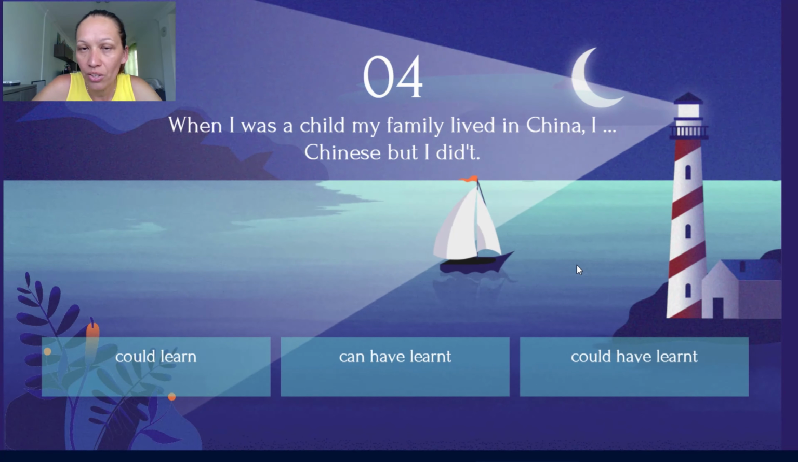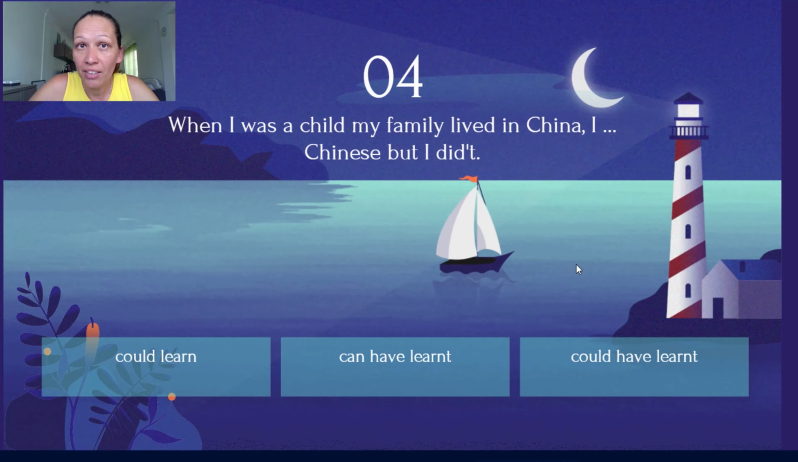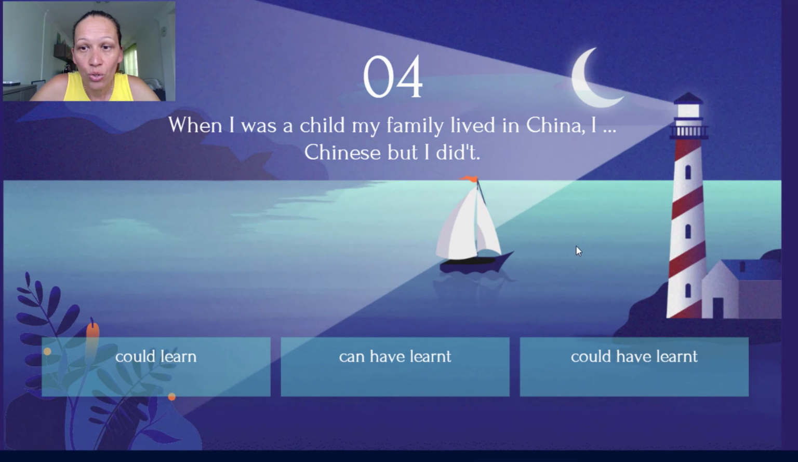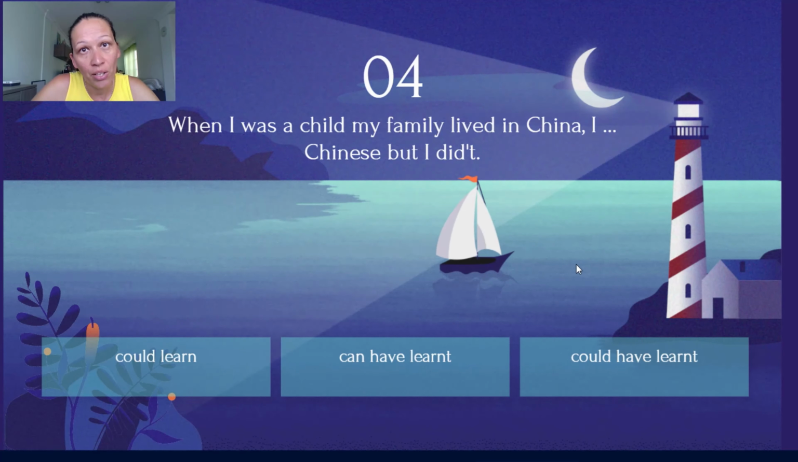But which one are we going to use? We're talking about the opportunity or possibility that didn't happen. So it will be could have learned. So I had the opportunity to learn, but I didn't learn.